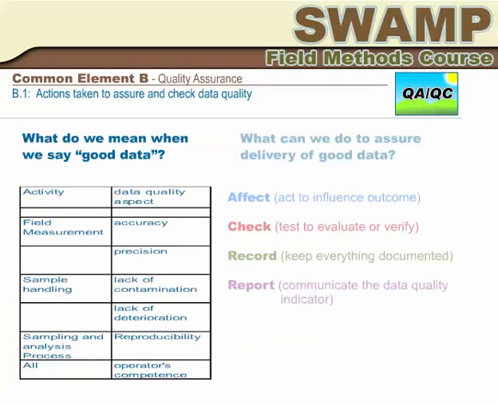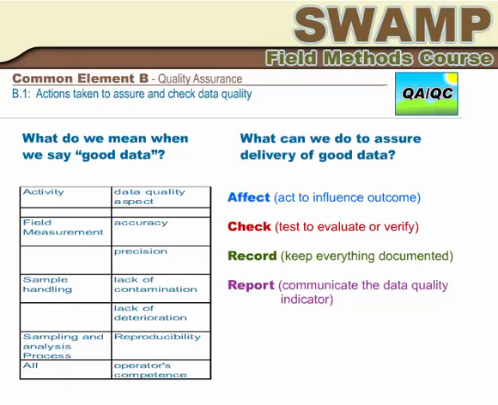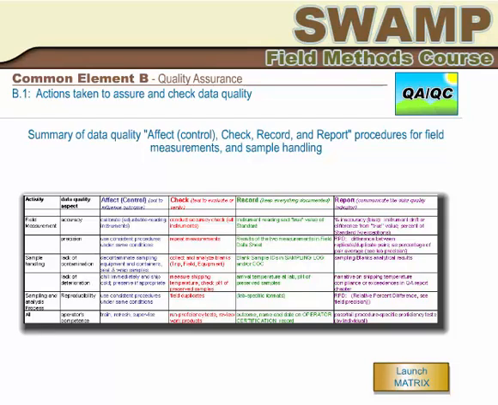Quality assurance is about several distinct aspects of data quality, including accuracy and precision of field measurements, sample integrity, process reproducibility, and the operator's proficiency. You can assure and communicate each of these aspects through the following types of actions: affect, or act to influence outcome; check, or test to evaluate or verify; record, or keep everything documented; report, that is, communicate the data quality indicator and the overall quality of your data. This matrix shows you what you can actually do to affect, check, record, and report the quality of your field measurement data and the integrity of your samples.